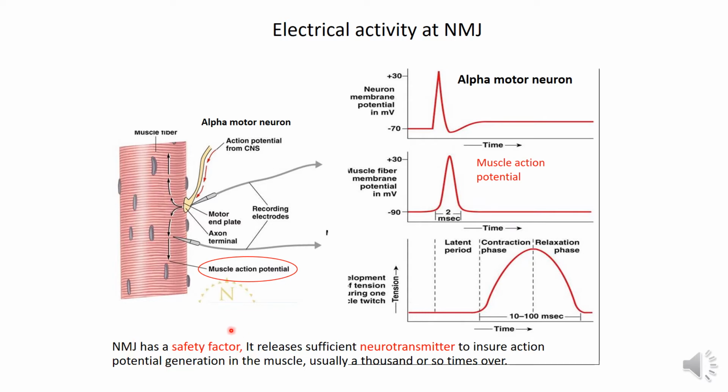Neuromuscular junction has something called a safety factor. What's the meaning of a safety factor? It releases sufficient neurotransmitters. It releases a huge amount of acetylcholine in order to generate the muscle action potential, usually 1,000 or so times over. So a huge amount of acetylcholine is released by the nerve terminal to ensure the development of the muscle action potential, in order to ensure the production of the muscle response.